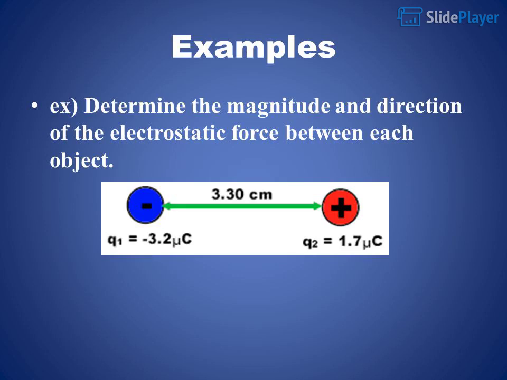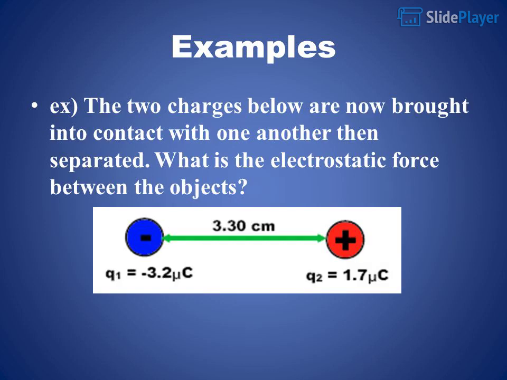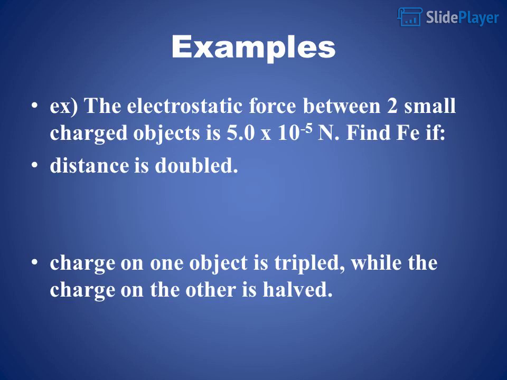Examples. Determine the magnitude and direction of the electrostatic force between each object. Examples. The two charges below are now brought into contact with one another then separated. What is the electrostatic force between the objects? Examples. The electrostatic force between two small charged objects is 5.0 × 10^-5 N. Find F if distance is doubled. Charge on one object is tripled, while the charge on the other is halved.